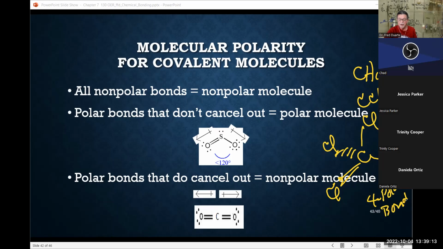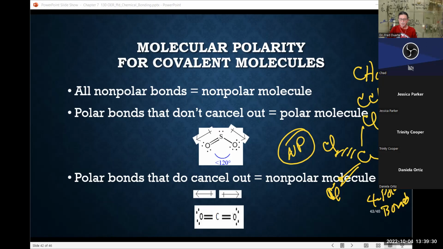However, because of the geometry of this tetrahedral configuration, those 4 polar bonds cancel each other out, resulting in a nonpolar molecule for carbon tetrachloride. This is what this species is.